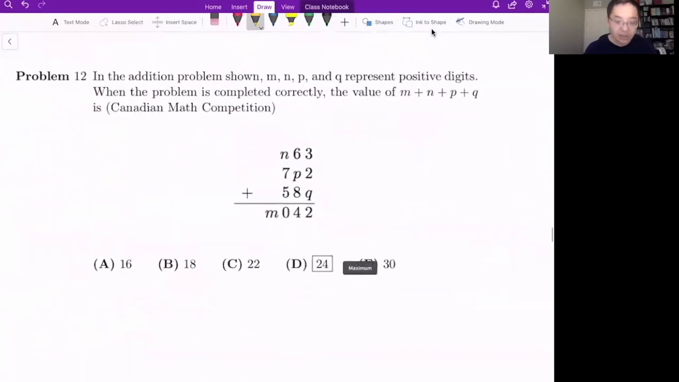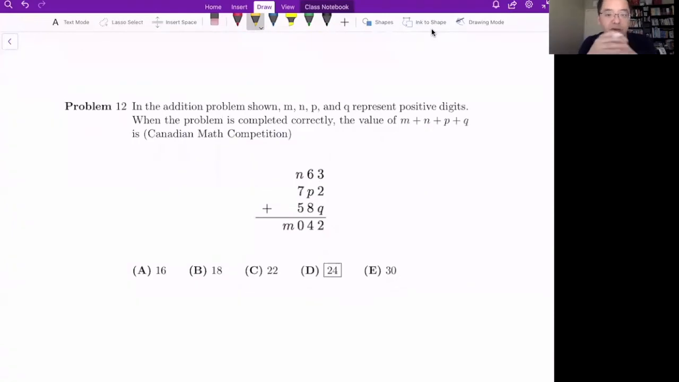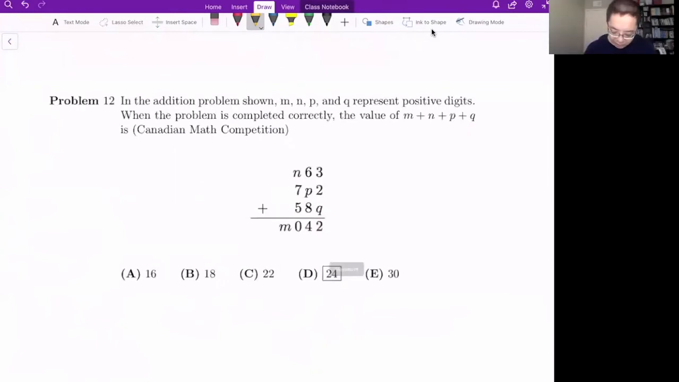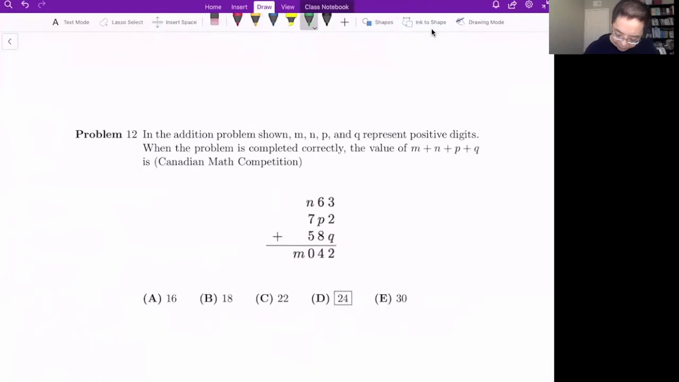All right. Now let's look at problem 12. So this is a number puzzle. We have the three-digit numbers, and we just need to figure out those numbers which are not explicitly given, so 4 of them. Okay, so let's start from the unit digit. So 3 plus 2 plus q, so 5 plus q. In order for the unit digit to be a 2, we get the q has to be 7.